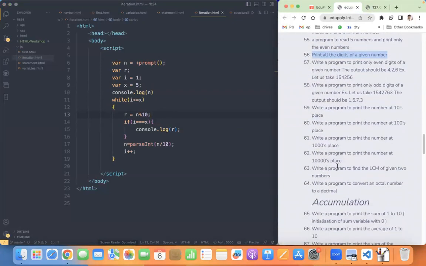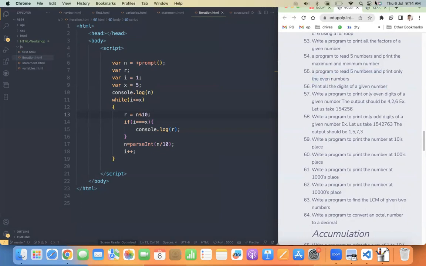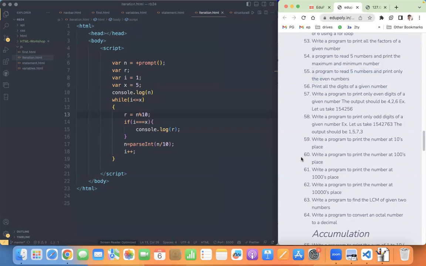Next: LCM, octal to decimal conversion, and 5 numbers minimum maximum. We'll go with the 5 numbers minimum maximum. First of all, read that complete program. Write a program to read 5 numbers and print only the even numbers. My question is, write a program to read 5 numbers.